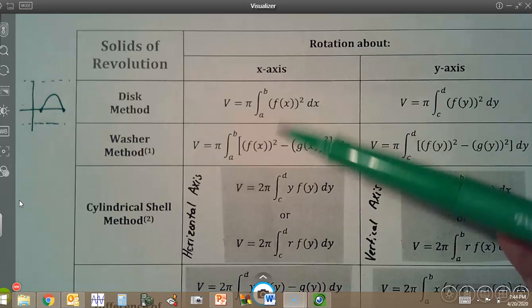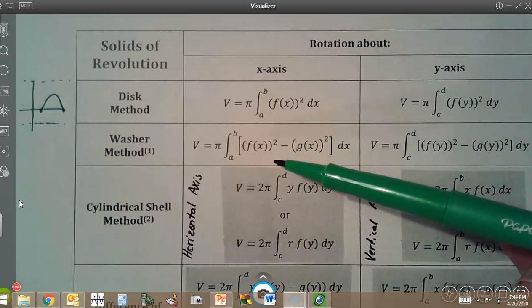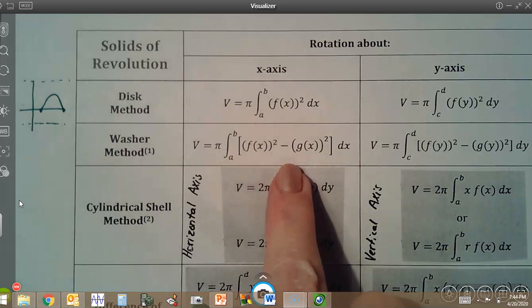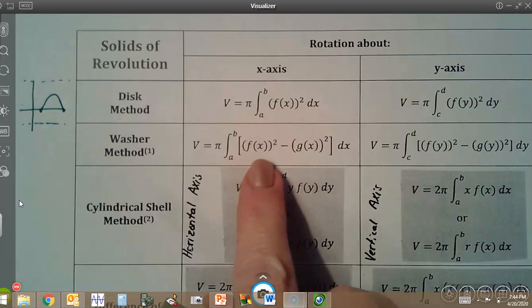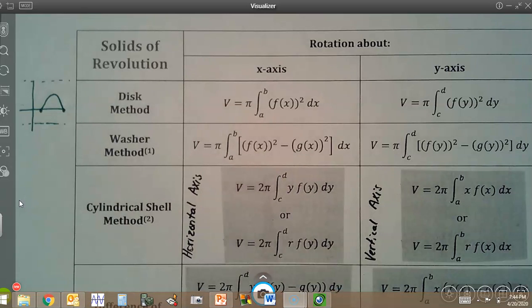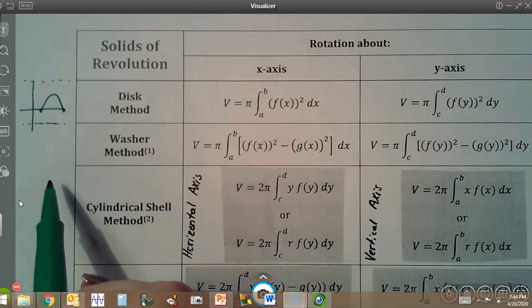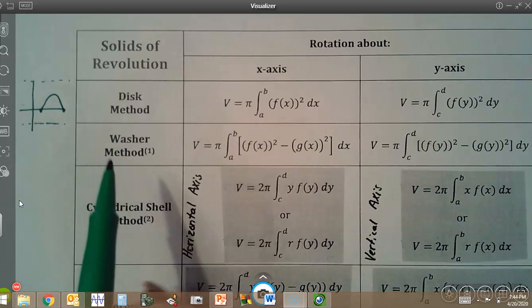Okay, the washer method, you can use it when it's not flush up against an axis, and actually you probably don't want it flush because the idea here is that you're subtracting, like there's a gap. There's a gap somewhere between one of the functions and the axis of rotation. I keep saying axis of oscillation. The axis of rotation. Different thing, right?